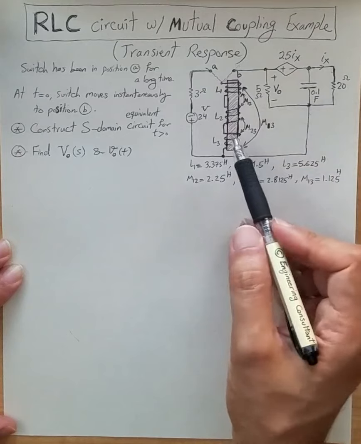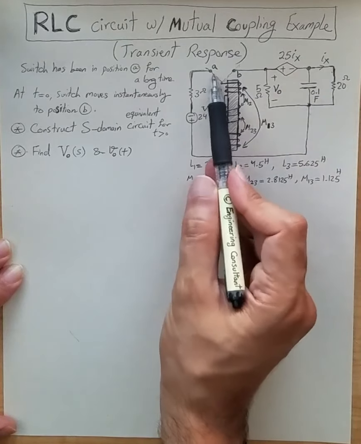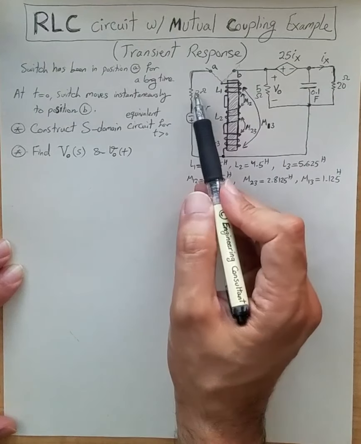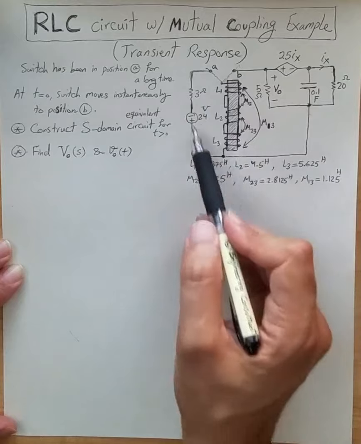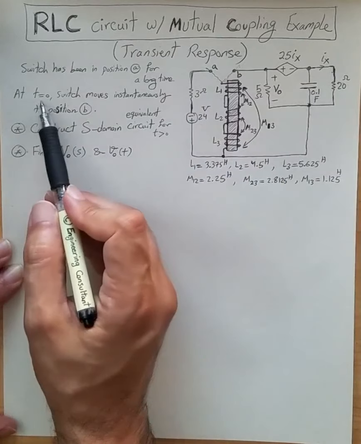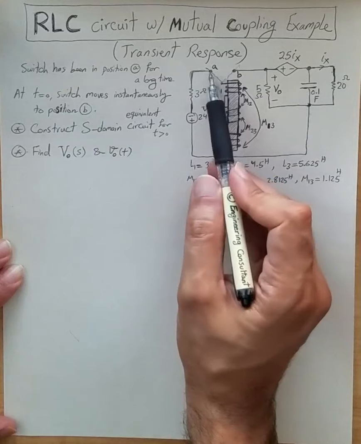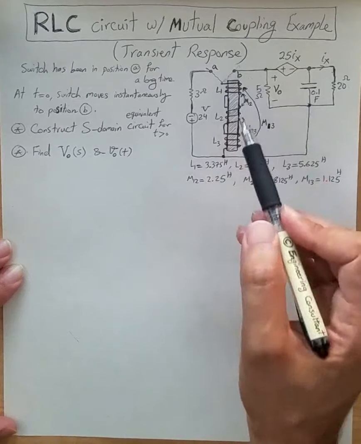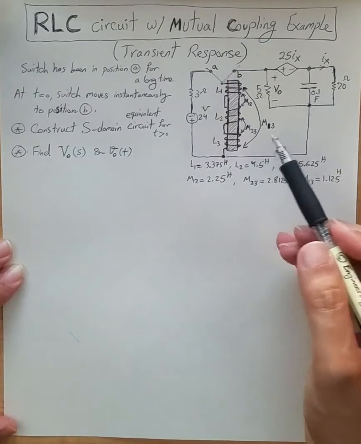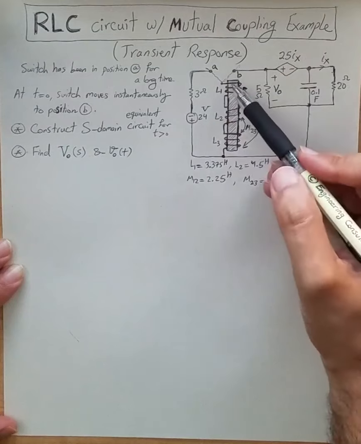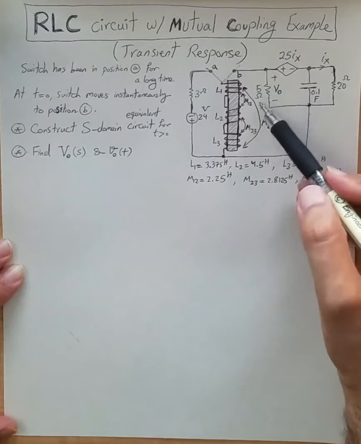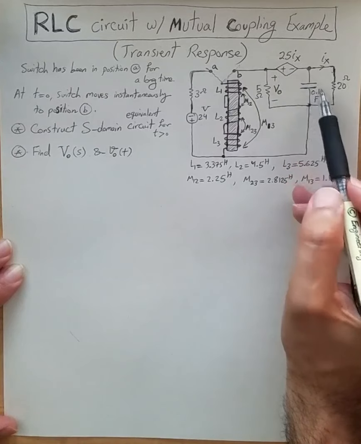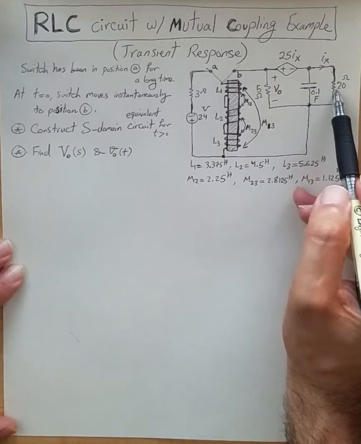In this example, this switch has been in position A for a long time, which allows the 24 volt source, 3 ohm, and this inductor to reach a steady state. Then at time t0, the switch moves from A to B instantaneously. After that, the active portion of the circuit that matters to us would be just a loaded inductor and this resistor of 5 ohm, this current-dependent voltage source and capacitor, and then this 20 ohm.